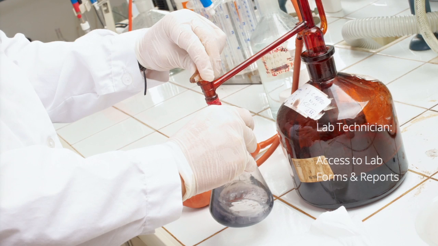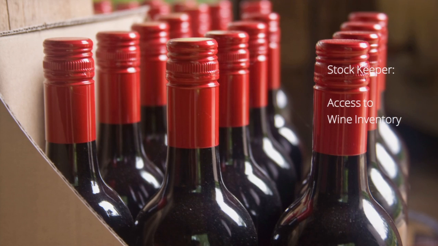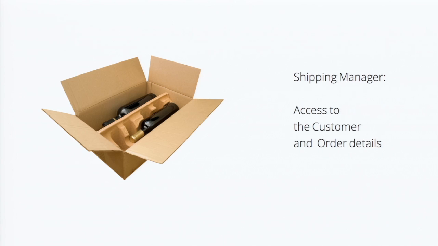It could be a lab technician. Lab technician has access only to the lab forms and reports. So a lab technician tests the wine. He has only the access to lab reports and forms. And a stock keeper, he has access only to the wine inventory. And it could be a shipping manager. He has access only to the customer and order details. He doesn't need access to any other stuff, he doesn't have access to the inventory or anything.